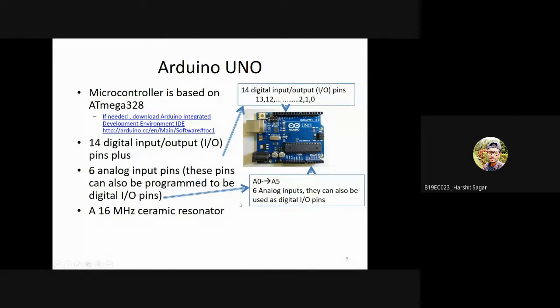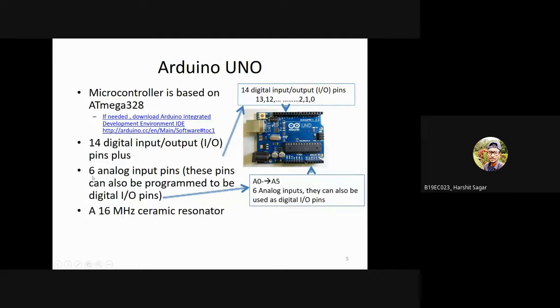So let's start with the peripherals of Arduino. This Arduino Uno board consists of a microcontroller chip, and that microcontroller chip's name is Atmega 328. This Arduino Uno is a development board which gives us basic peripherals. First, this board provides us 14 digital input-output pins, so we can provide 14 digital inputs and outputs with the help of this board.